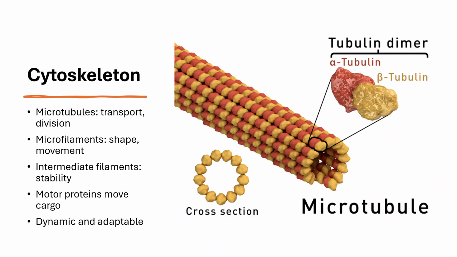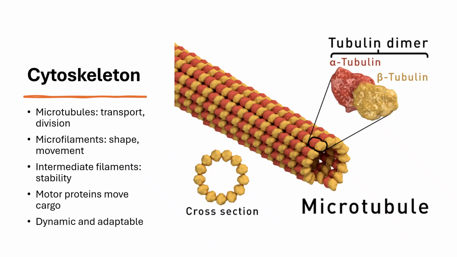The cytoskeleton provides structural support and shape to the cell. It is composed of microtubules, microfilaments, and intermediate filaments. These structures also aid in intracellular transport and cell division.